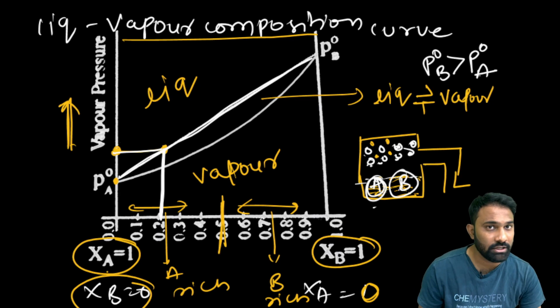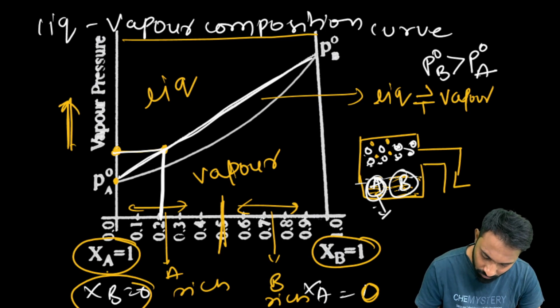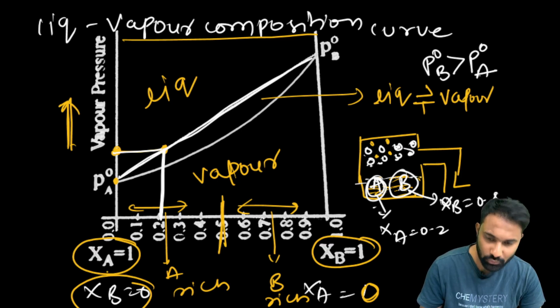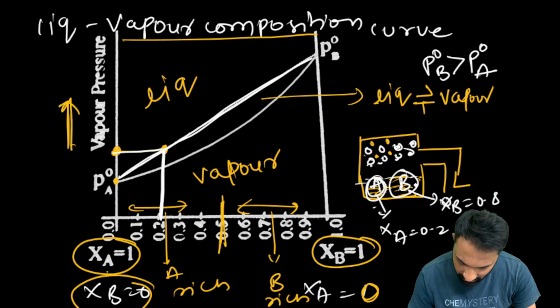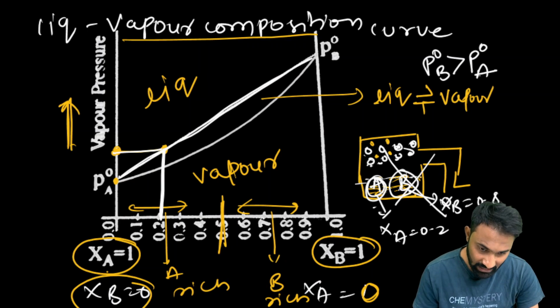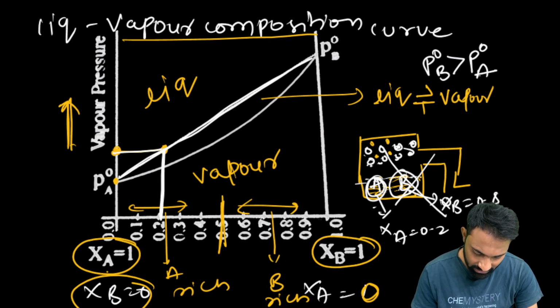Then you may get a doubt here. You will say, sir, the mole fraction of A here is 0.2, and the mole fraction of B is 0.8. But actually this is wrong. Why is it wrong? Now you see, I already explained very clearly.